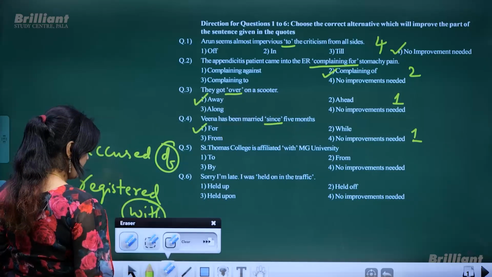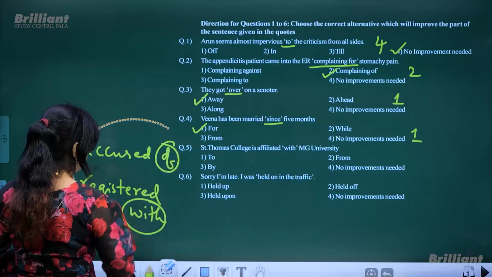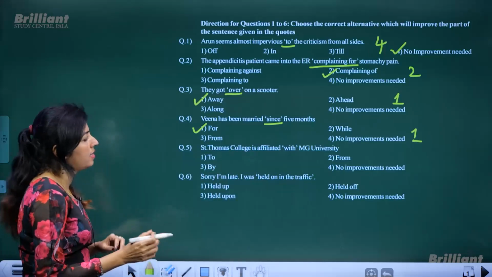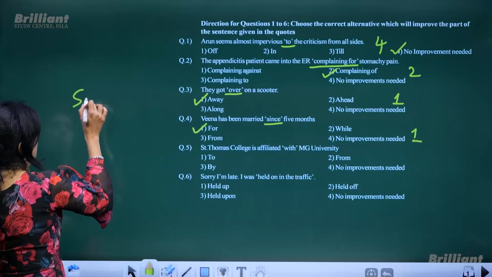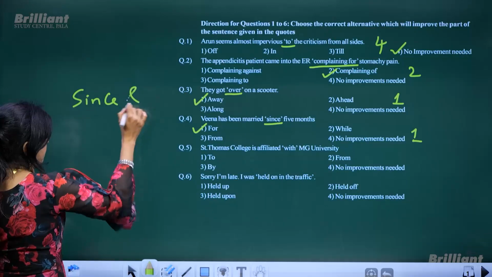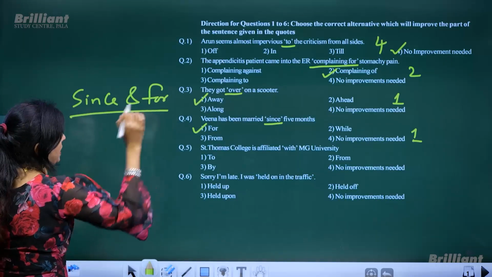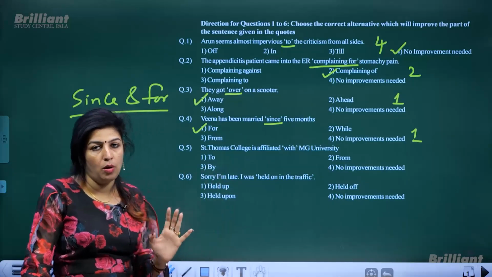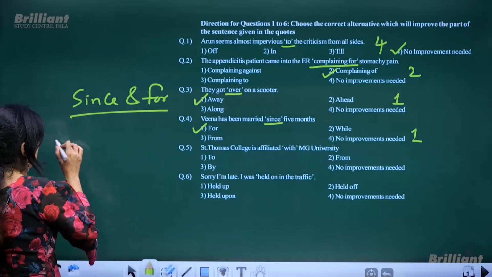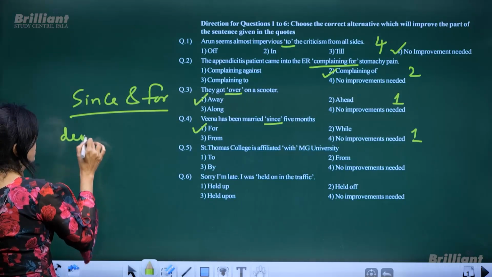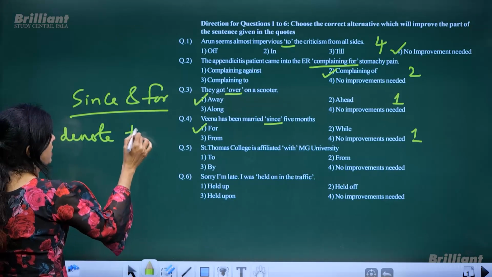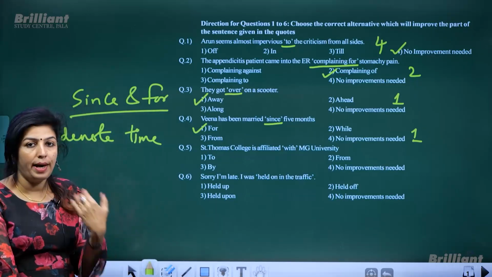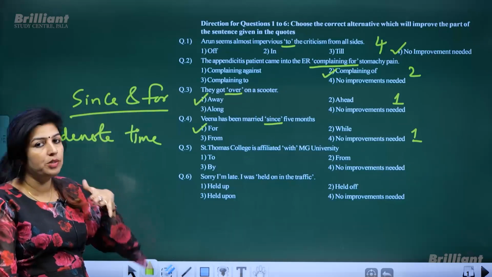I'll just tell you the rule behind it. The thing is, since and for. Always remember, these 2 words, since and for, are always used to denote time, or to show time. So you should know where to use since and where to use for.